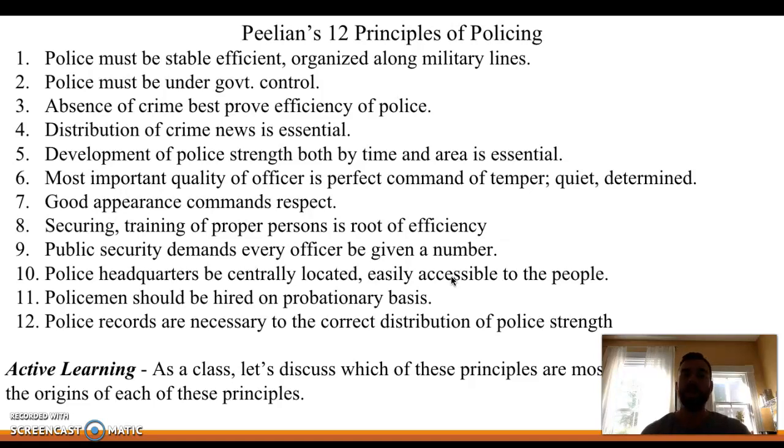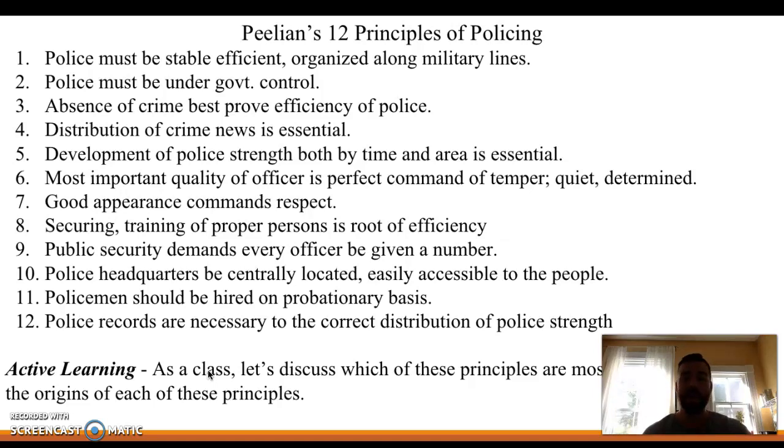He's also going to talk about the individual officer. He's going to make the argument that the most important quality of an officer is somebody that can command their temper, quiet and determined, but somebody that's not going to be highly aggressive or highly emotional. They're going to be calm and self-centered and be able to approach situations from more of an objective, rational perspective. He's also going to argue the physical appearance of police matters a lot. Think a la the modern police uniforms and how that can command respect. He's going to make that argument.